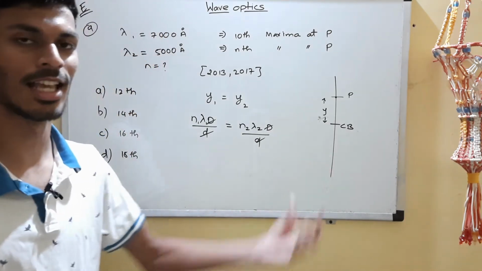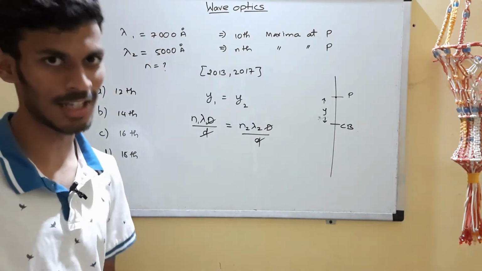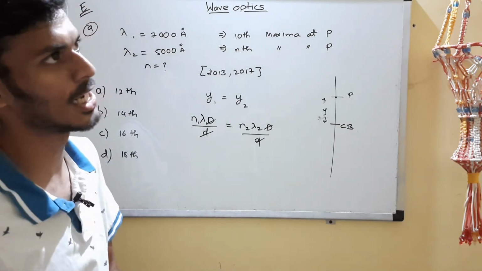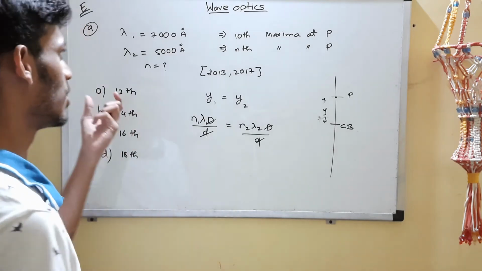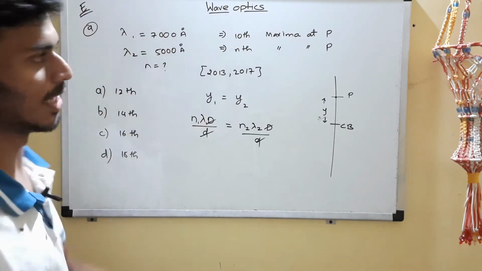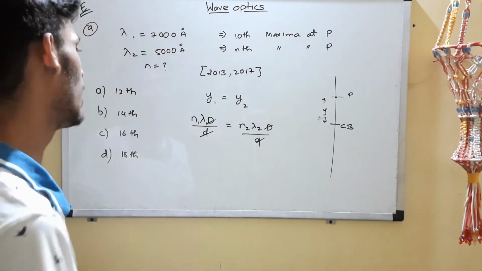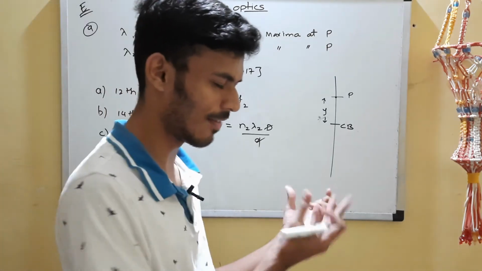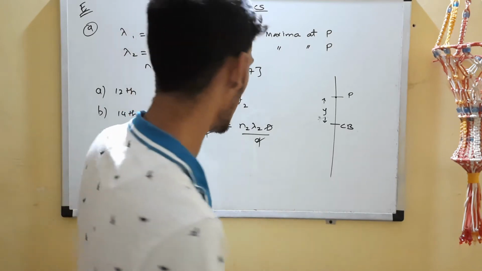In fact, you can remember this as a general formula: n1 lambda 1 equals n2 lambda 2, when you don't change the setup but you change the wavelengths. In that case, your wavelength and n are inversely proportional.